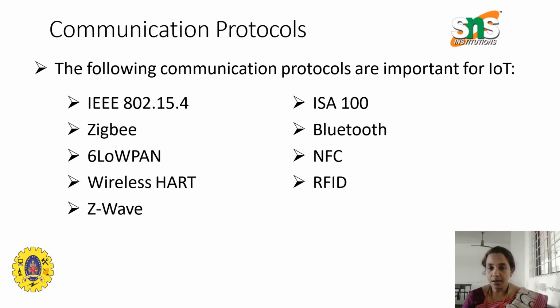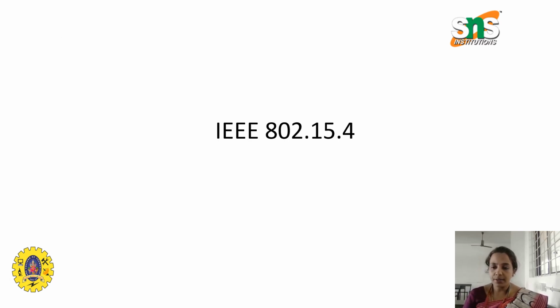These are the communication protocols which we have for Internet of Things: 6LoWPAN, WirelessHART, Z-Wave, ISA100, Bluetooth, NFC, and RFID. RFID is nothing but radio frequency identification.